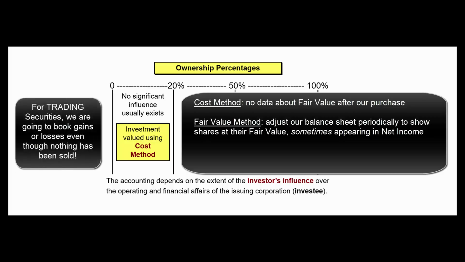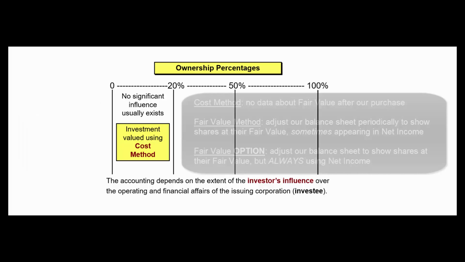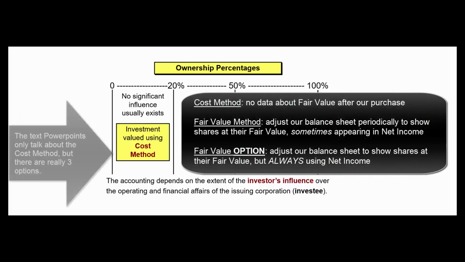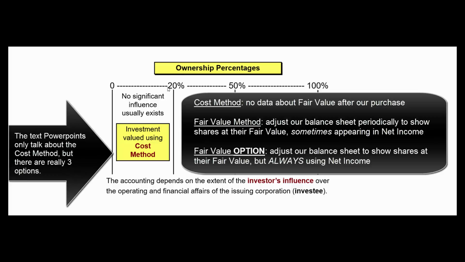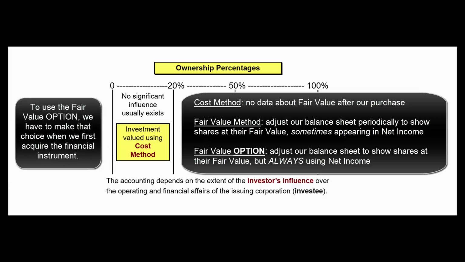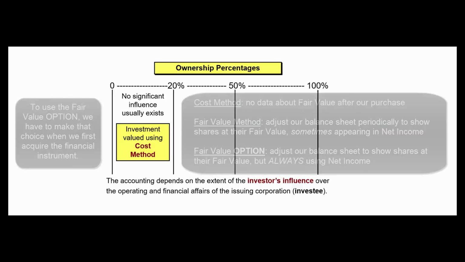So the odd thing is, if it's a trading security and we haven't even sold it, if it's an unrealized holding gain or loss, it's still going to be part of net income. And the third method we might use if we own between 0 and 20% of this other company is something called the fair value option. And that says anytime we buy any kind of financial instrument, a note receivable, a bond, a common stock, a preferred stock, we can opt at the first instance to say this is going to be a fair value security. We're going to mark it up or down, and all those changes are going to be part of net income.